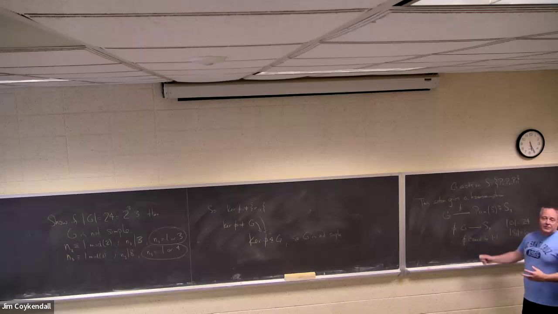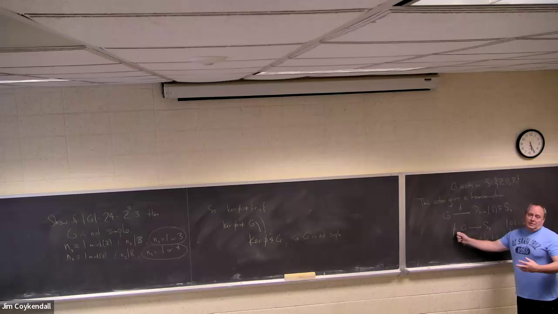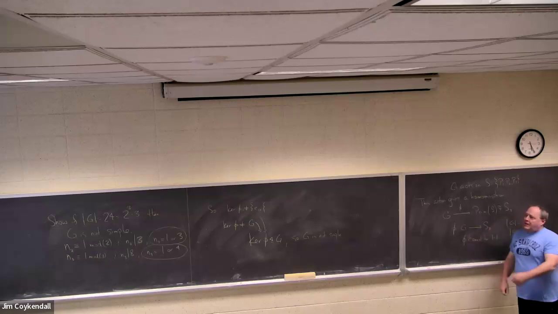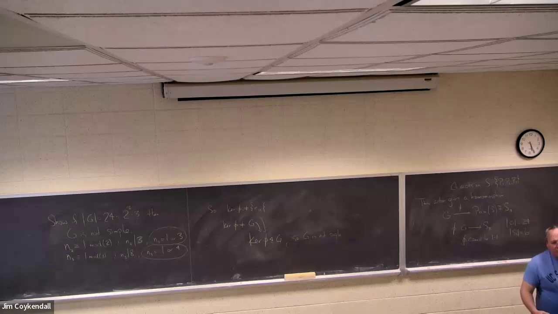So I know that the kernel of this map is going to be normal. If G is simple, the kernel has to be either the identity or all of the group. If it's the identity, that's impossible because the image is too small. And if it's all of the group, that means the action is trivial, which the Sylow theorems tell us it's not. That's how this argument always kind of works.